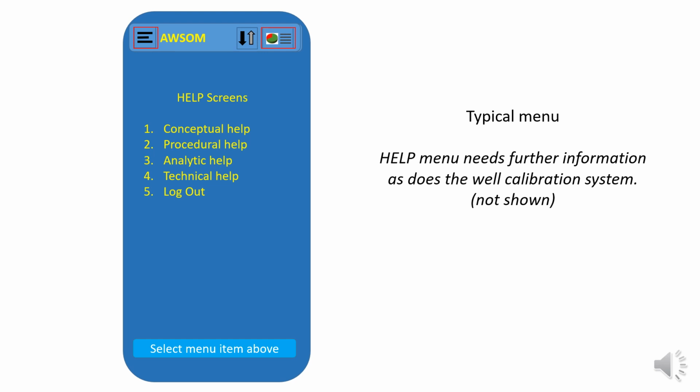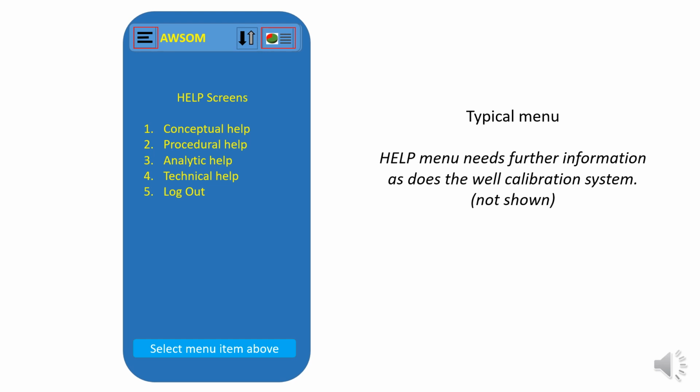Okay, now we come on to the help screens. I think there should be 4 main help screens. Conceptual help. The helicopter view. What are we trying to do? We are trying to provide maintenance to the wells that need it, be proactive maintenance rather than ambulance type of maintenance.